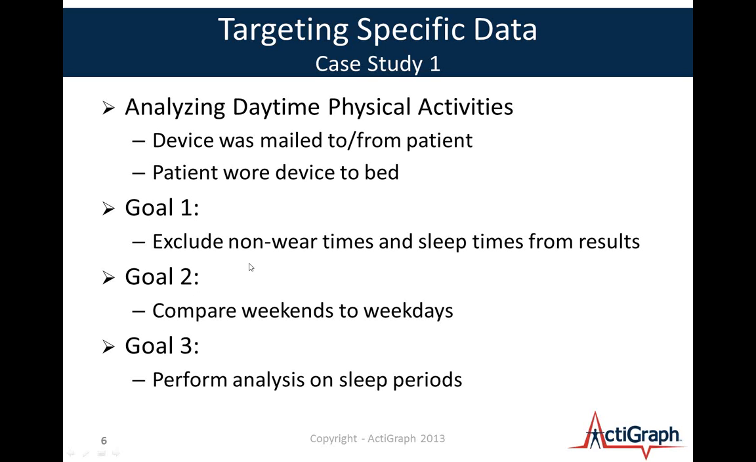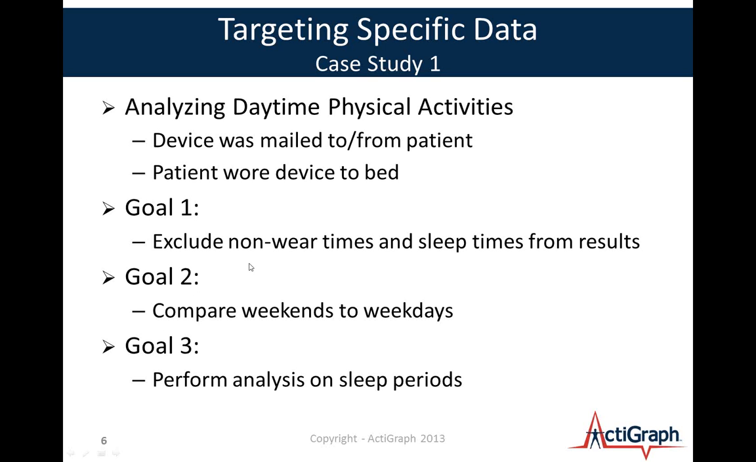So let's get into our examples in ActiLife today. I want to first talk about our case study 1, how to analyze daytime physical activities. In this example, I'm going to take a file that was mailed to a patient. The patient wore the device for a specific time, and then mailed the device back to the clinical team. The patient in this example did wear the device to bed to collect sleep data, and so we're going to talk a little bit about how to look at that, maybe how to exclude that from our daytime physical activity analysis. So I've got 3 goals with this file.